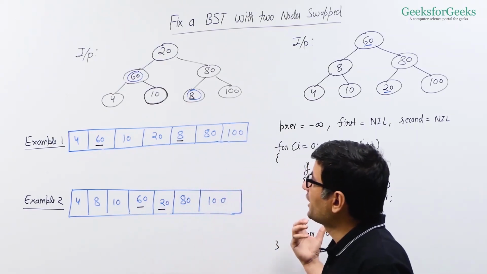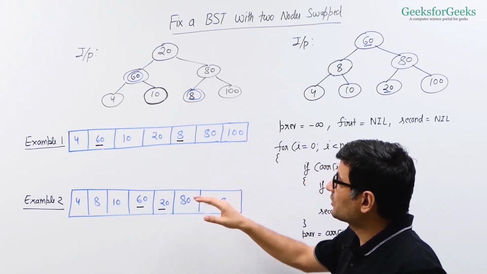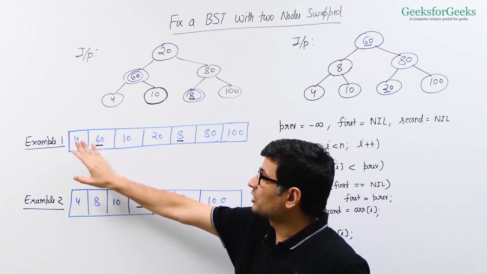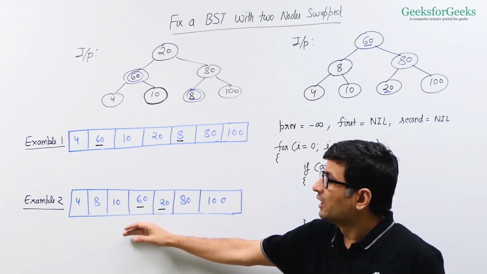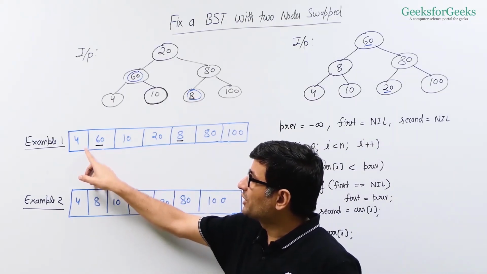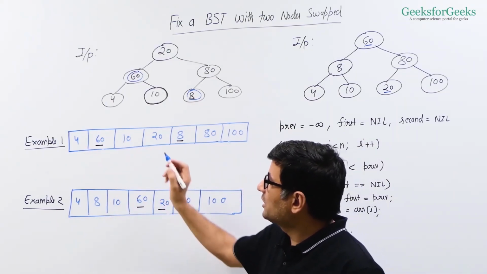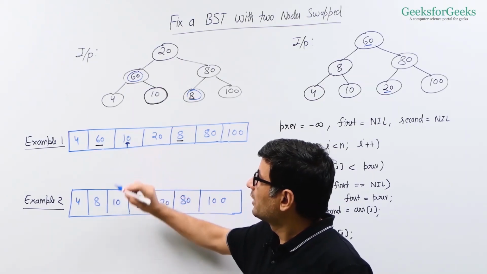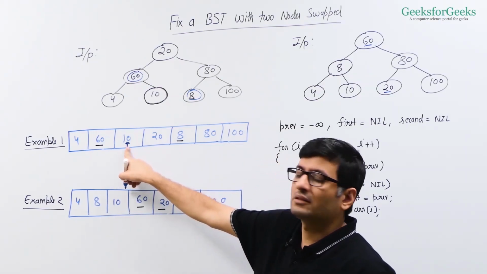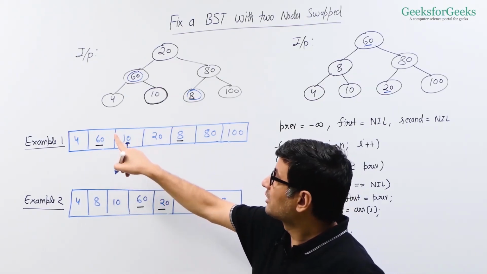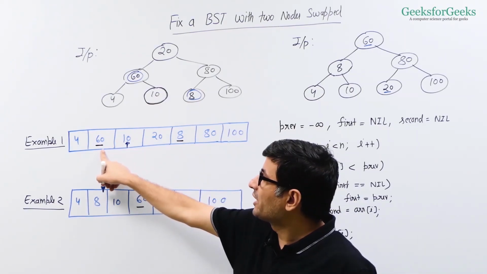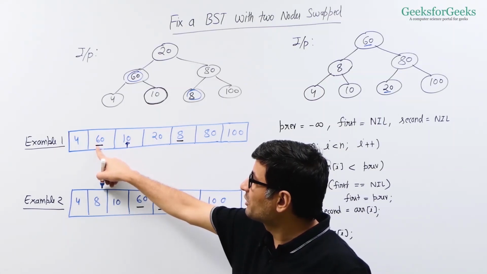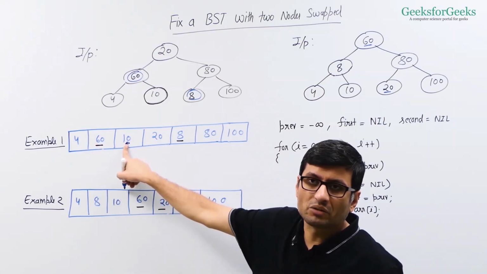Let's understand this idea with these two example cases. One case when two nodes to be swapped are not adjacent, and the other case when they are adjacent. In one case, what happens is when you traverse through this array, you see the first violation at this moment. At this moment, you see that this is violating. This is smaller than the previous one. So in this case, what do you do? You update the first as the previous one and you update the second as current node.